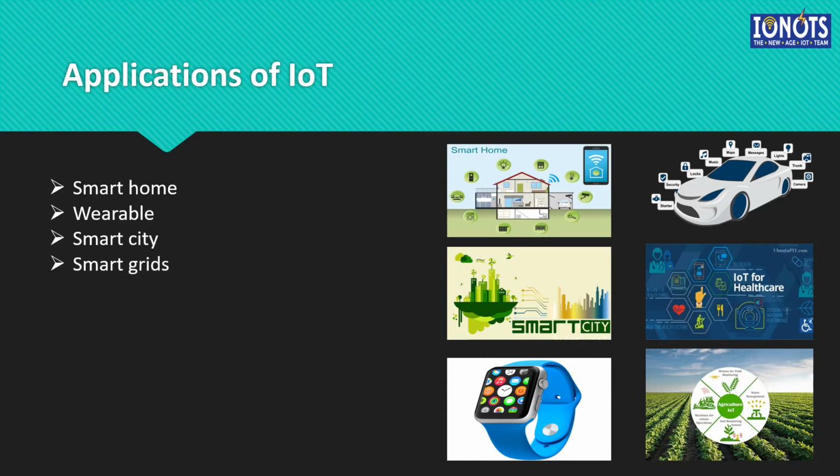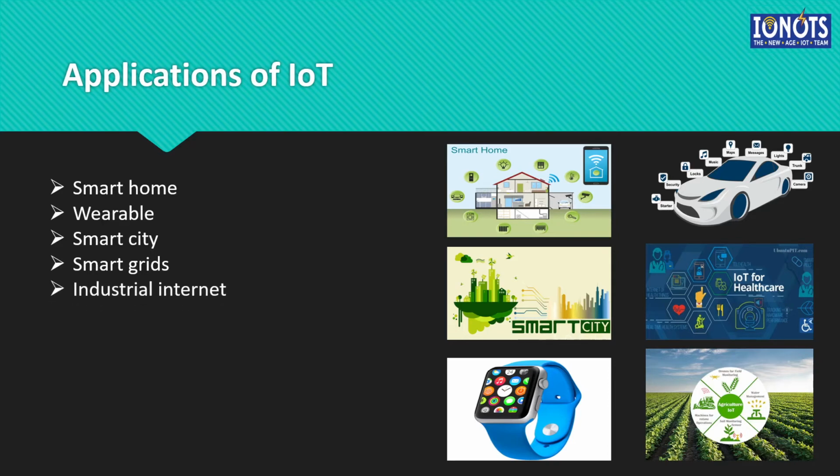Number 4, smart grids. Smart grid is basically an electricity network with a two-way flow of electricity. The data of a smart grid, with the help of digital communication technology, can detect and react to usage and multiple other issues.